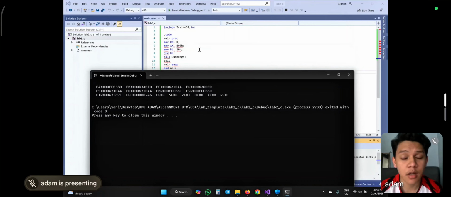128 decimal in hexadecimal is 0080 hexadecimal in register AX. But you can see here EDX is 0. It should be 3, right? Why 3 is not there is because in the first line I cleared DX to 0. That's why DX is 0, even though it should be 3. So this is why the result is this. That's all for my explanation. Thank you.